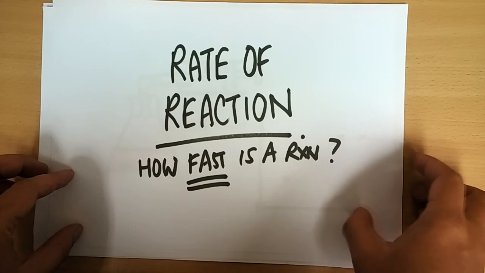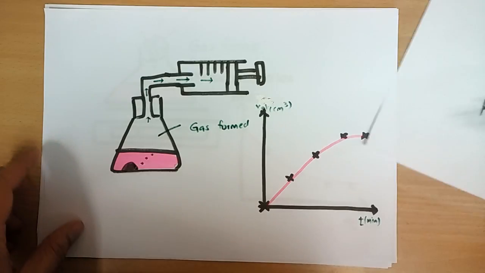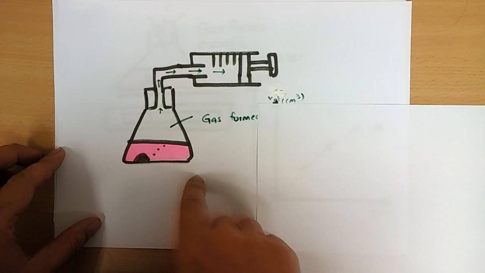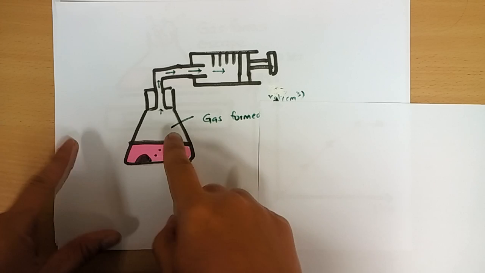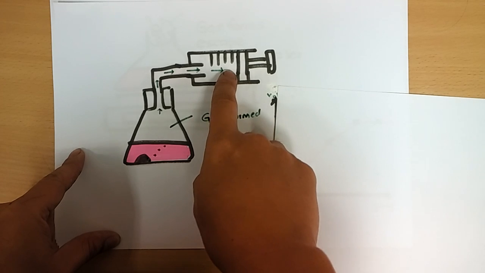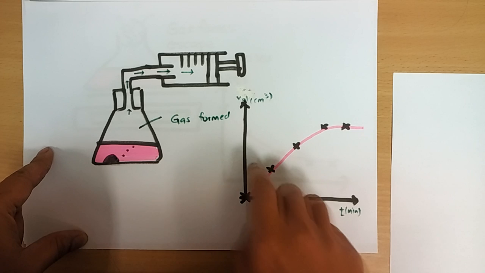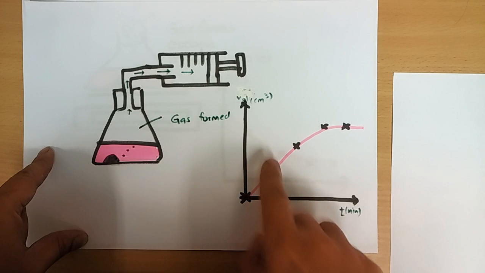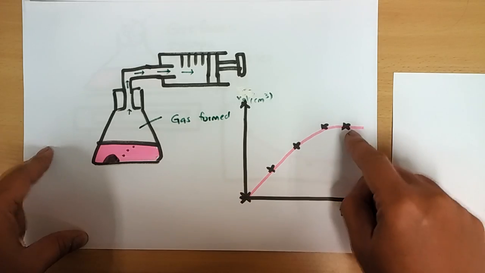Okay, this video is on the rates of reaction, or how fast a reaction is. It's basically the speed of reaction. Now, in a reaction, gas can be formed in this manner. When a metal reacts with acid, gas will form and enter a stream where we can collect it. From there we can measure the volume at different time intervals and plot a graph, and from there we can see how fast the reaction is.